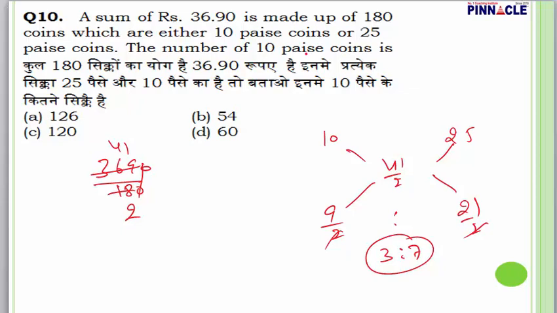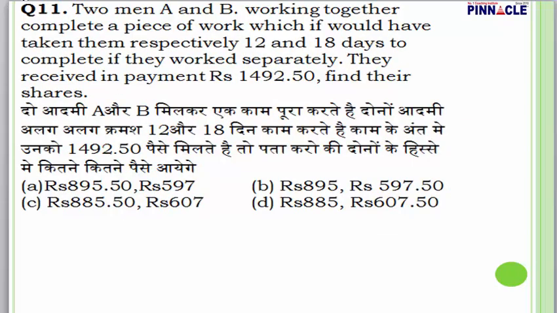Number of 10 paisa coins out of 180, so 3 by 10, total is 10, then this is 3. In 180, it would be equal to 54. So the number of 10 paise coins would be 54. Answer is B. Next question, question number 11.